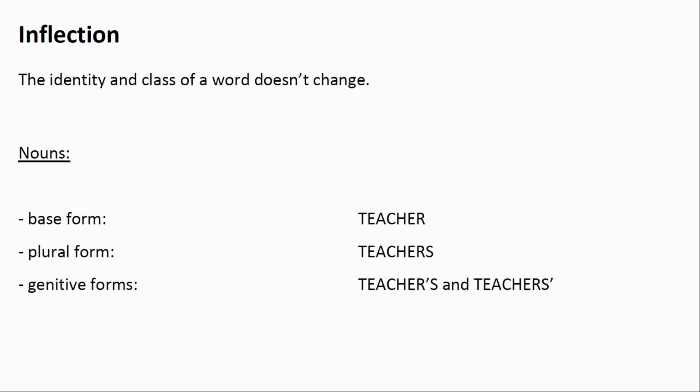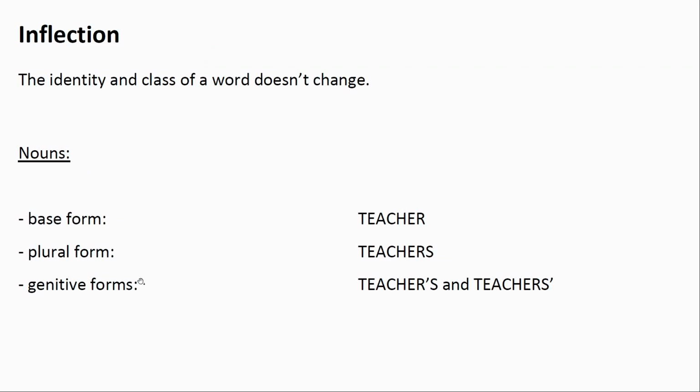Inflection is a process in which the identity and class of a word doesn't change. So the word is still the same lexeme belonging to the same class. So a verb is still a verb when inflected, and an adverb is still an adverb. There are different categories for each word class that are marked by inflection. Here they are along with some examples.